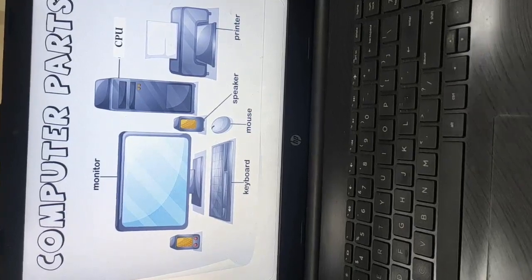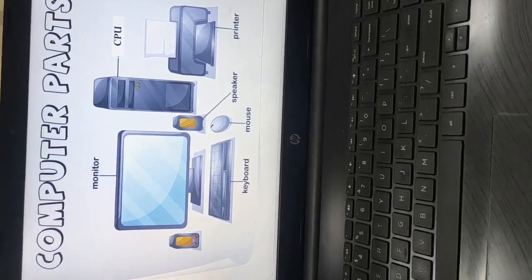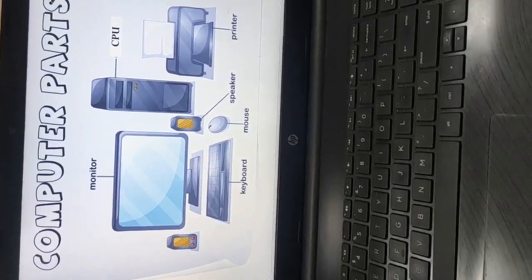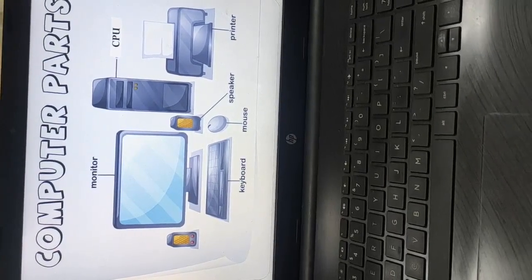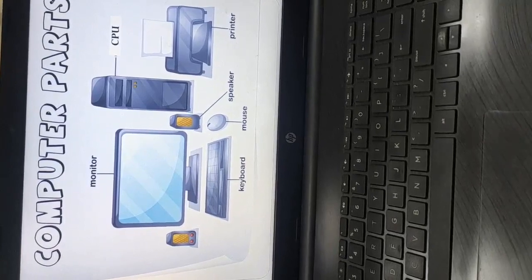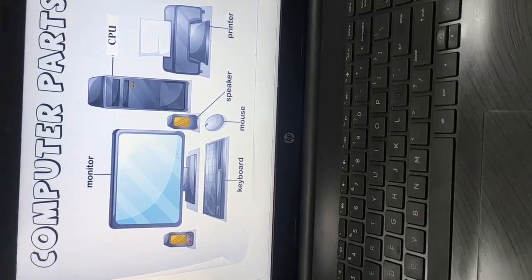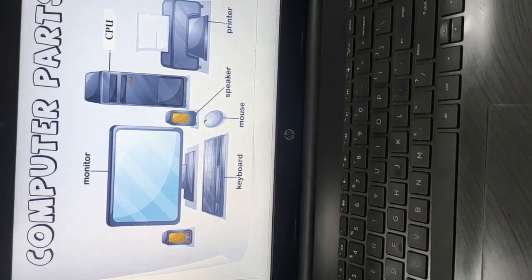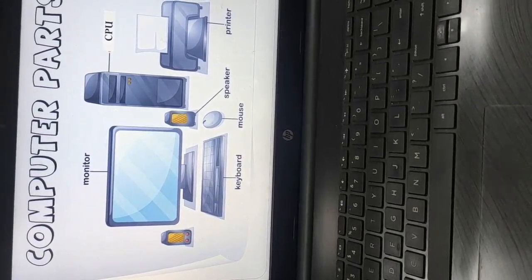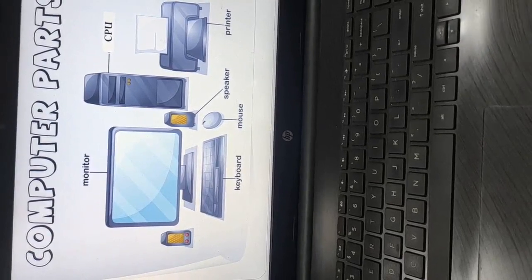So dear children, what we have learnt in today's class is that a computer has many parts. The basic parts of a computer are monitor, keyboard, mouse, CPU, speaker, and printer. All these parts make a computer function well. So dear children, we'll continue with these parts in our next class.